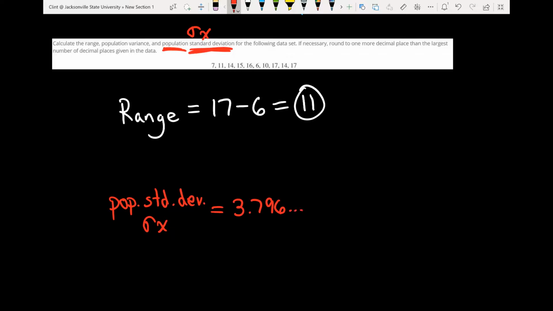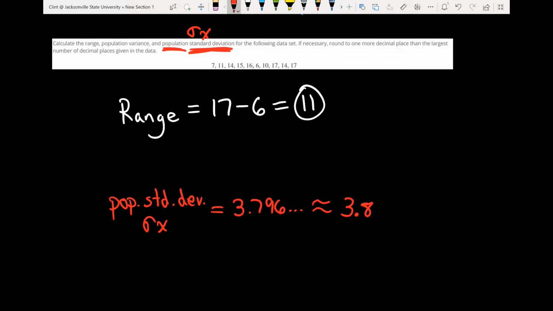And what I'm getting is 3.796 something. Okay, but we want to round to one more place than we had in the data. We did not have any decimal places or any digits after the decimal in our data. That means we're going to round to 1 decimal place. So this one we would call 3.8.